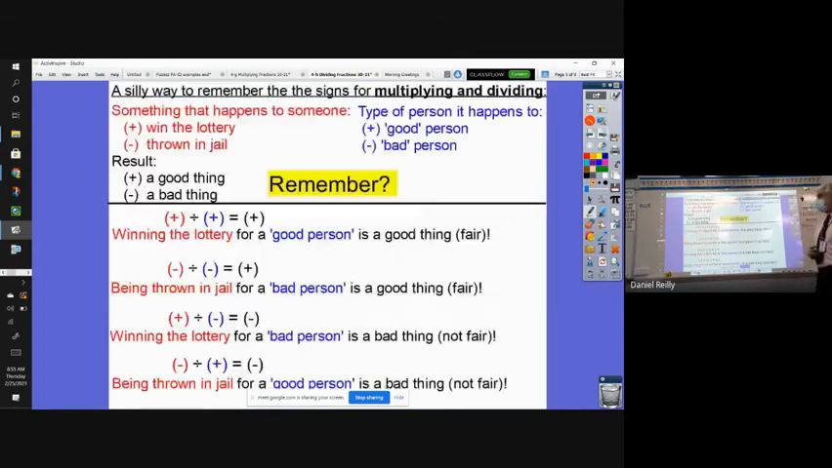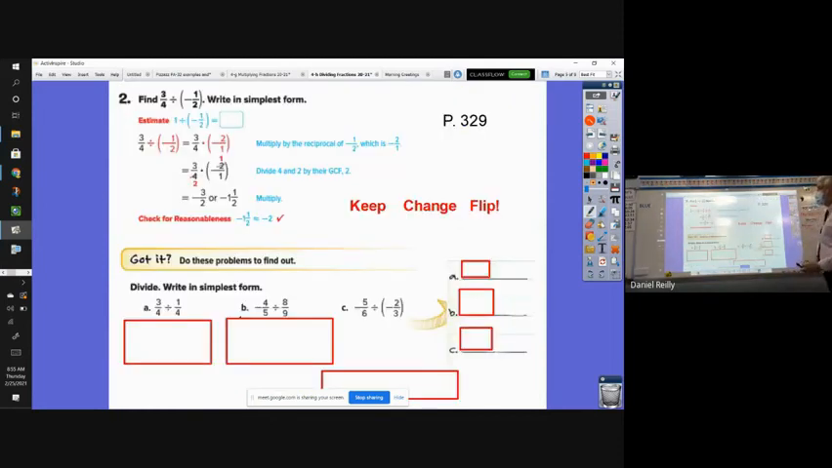Keep, change, flip. Positive and negative divisions, same as positive and negative multiplications. If the signs are the same, the answer is positive. The signs are different, the answer is negative. Three-fourths divided by negative 1/2. Keep, change, flip. 3/4 times 2/1. Keep, change to multiplication, flip the second fraction.